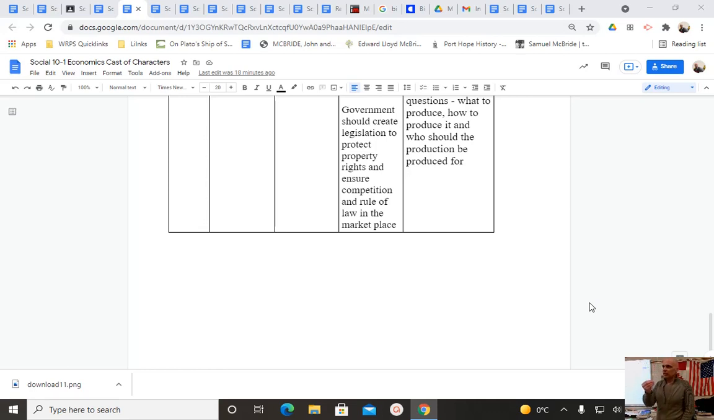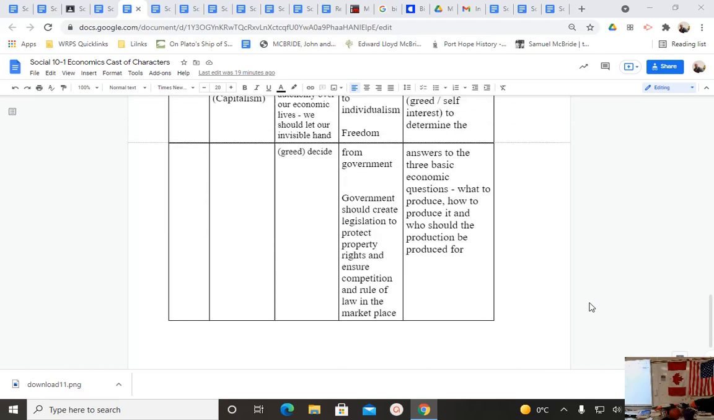So we do need some government presence to protect the fruit that you have been able to, in your self-interest, accumulate. So we have some role of government, not no role, but very limited role. They're going to create property legislation, they're going to ensure competition, and they're going to ensure the rule of law. But what they're not doing, they're not in the business of answering the three basic economic questions.